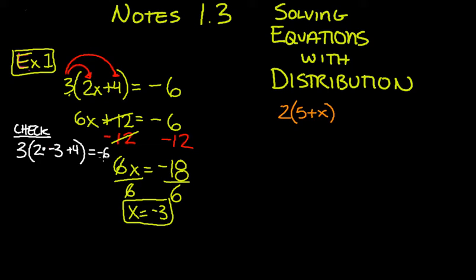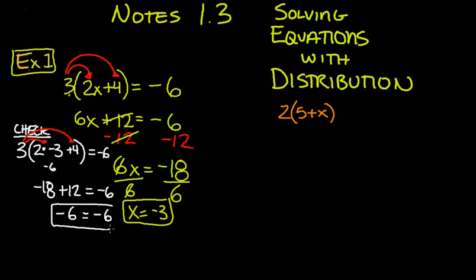So again, I'm going to distribute the 3 to this and the 3 to that. All right, 2 times -3 is -6. So 3 times -6 is -18. 3 times the 4 is 12. And hopefully that equals -6. -18 plus 12 is -6. And it does indeed equal -6. So we get a true statement. It checks out.